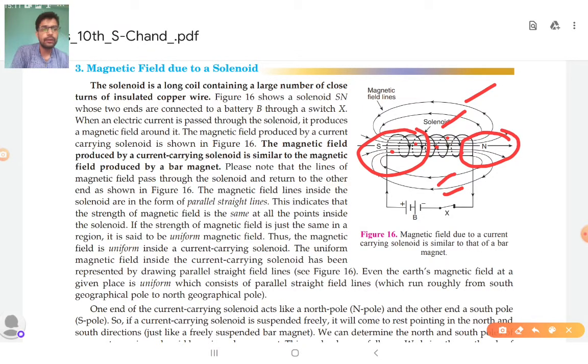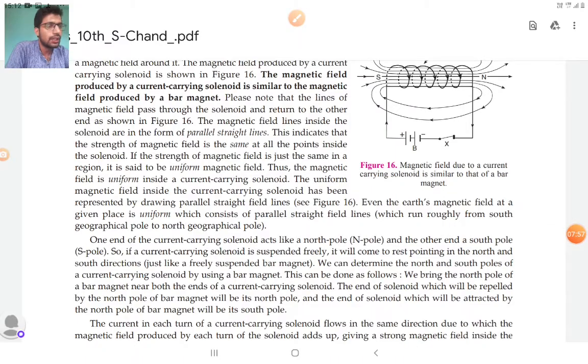For this we have a number of ways to describe it. We have a clock face rule for finding the north polarity and south polarity of a solenoid or of a circular wire. We will discuss later what the clock face rule is. Another thing I am telling you is that we can determine the north and south pole of a current carrying solenoid using a bar magnet.